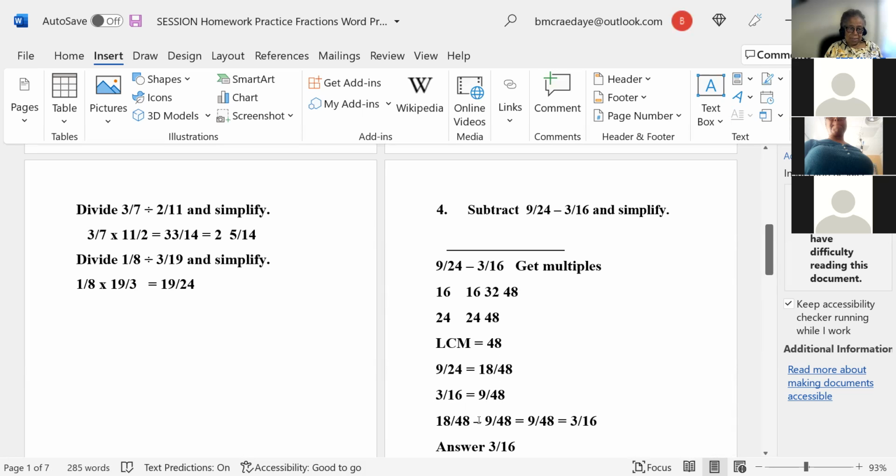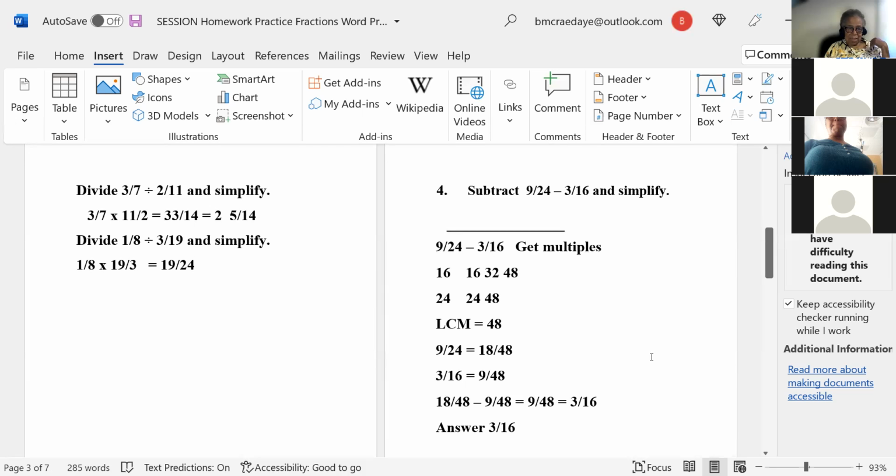Now, with the same denominators, we can just subtract the numerators. 9 from 18 is 9. So 9 over 48 simplifies to 3 over 16. That's your answer. Any questions? No, miss, thank you so much.